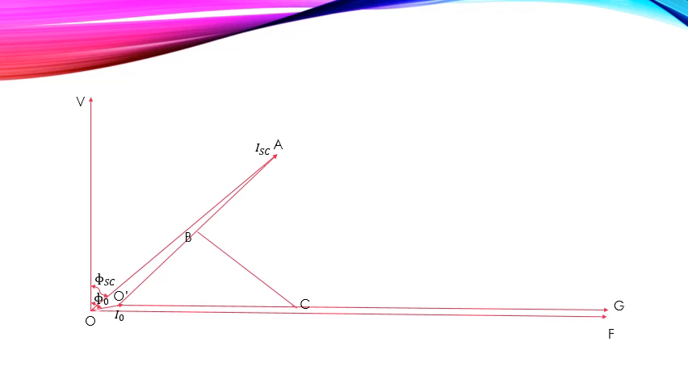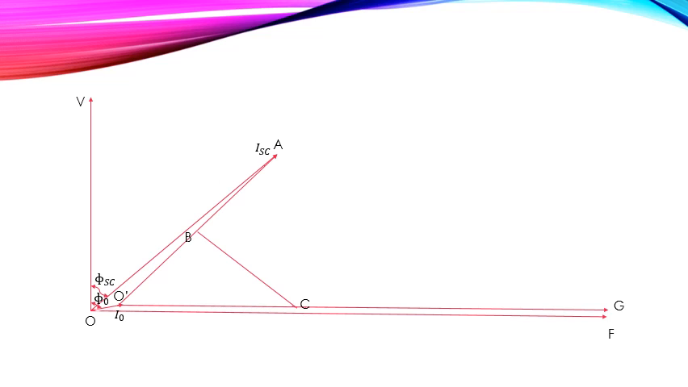Then draw OF perpendicular to OD. Then from O dash, draw a line O dash G parallel to OF. Then to get the center of the required circle, draw a perpendicular to the line O dash A. First join the line O dash A and then take a perpendicular to line O dash A that will bisect the line at point B, and then it will intersect the line O dash G at C.